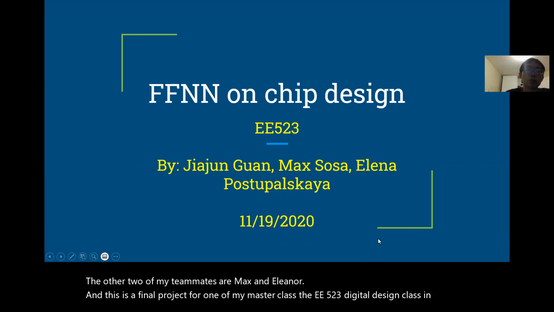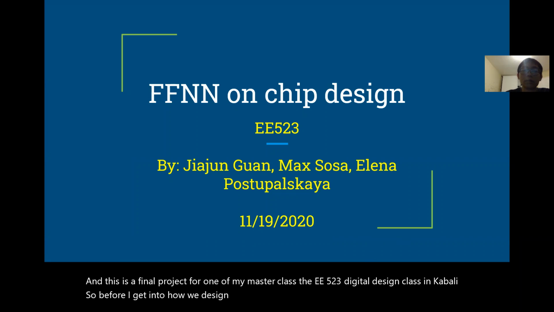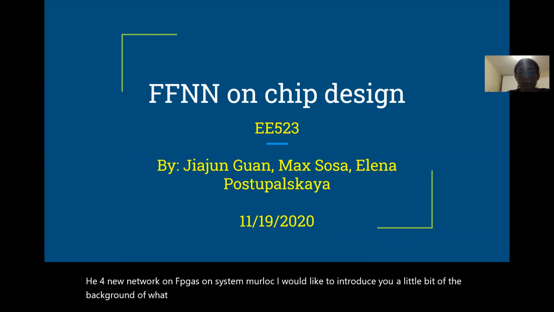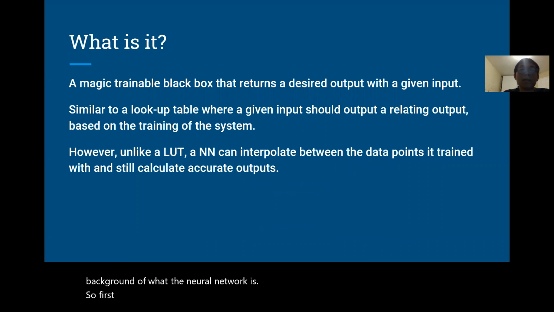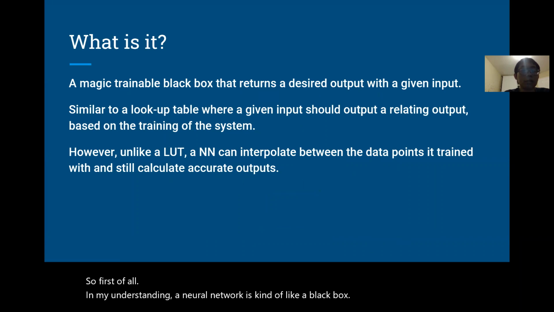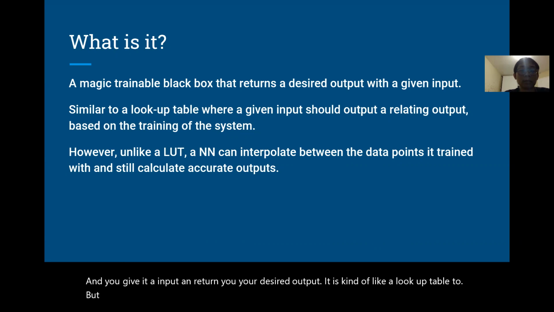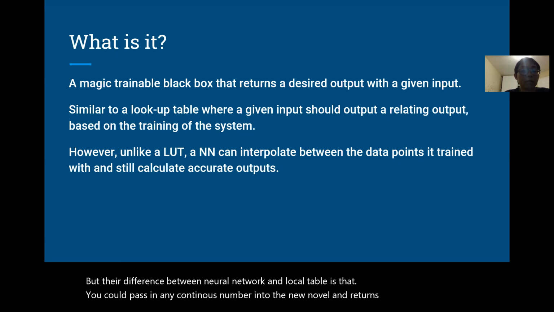So before I get into how we design this feed-forward neural network on FPGA in SystemVerilog, I would like to introduce you to a little bit of the background of what a neural network is. First of all, in my understanding, a neural network is kind of like a black box. You give it the input and it returns your desired output. It is kind of like a lookup table too. But the difference between a neural network and a lookup table is that you could pass any continuous number into the neural network and it returns the output back.